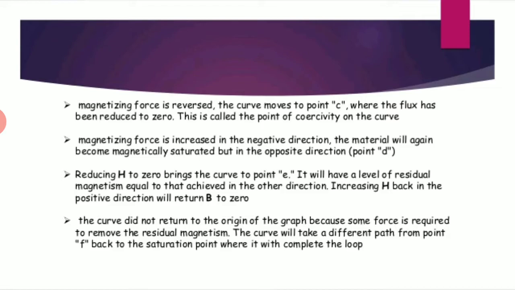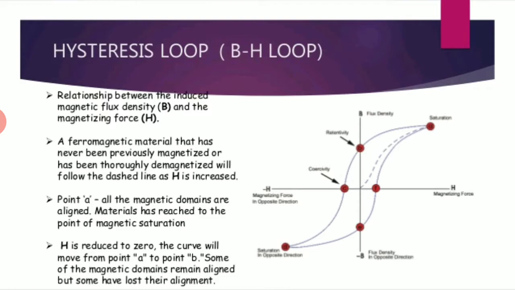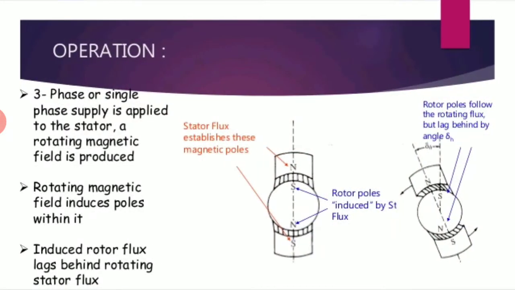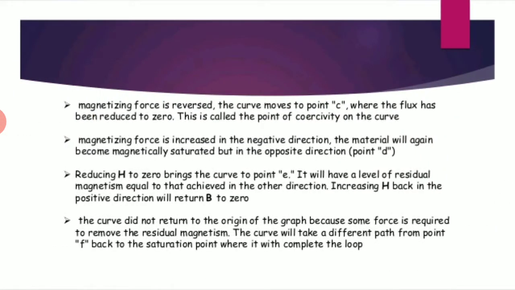Due to the residual magnetism, the curve will take a different path from point F to the saturation point, where it completes the loop.